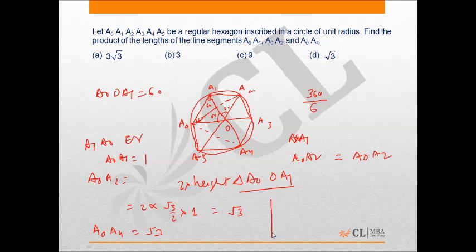And now the product of A0A1 into A0A2 into A0A4 will be 1 into root 3 into root 3, which is equal to 3. Therefore option B is the correct answer.